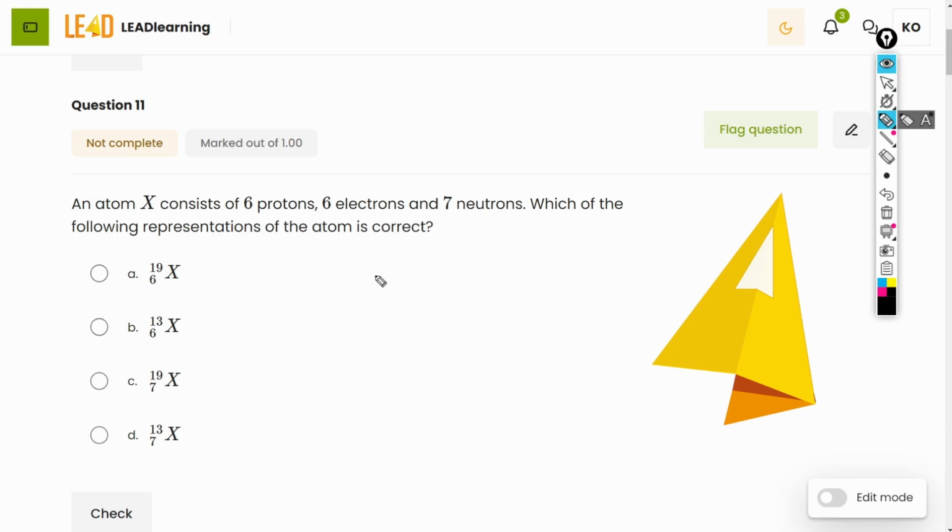Question 11. An atom X contains 6 protons, 6 electrons, and 7 neutrons. Which of the following representations of the atom is correct? If we take X as the element, the number written at the top is the atomic mass, represented by the alphabet A, while the number written at the bottom is the proton number, represented by the alphabet Z. Atomic mass A is equal to proton number Z plus neutron number.